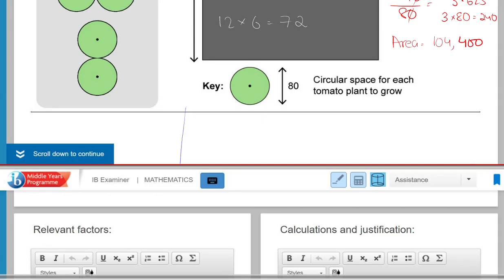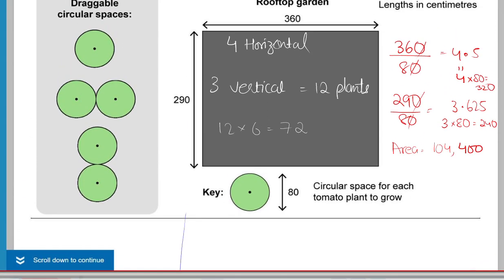So how would you justify? This is the calculation part. How do you justify it? Justification can be done by understanding that a total of 12 plants maximizes the utility of the 360 by 290 centimeter rectangular plot, while adhering to the 80 centimeter personal growing zone needed for each tomato plant. The leftover spaces of 40 and 50 centimeters along the length and width respectively are perfectly sized to serve as walking pathways for a gardener to access water and harvest the tomatoes without stepping inside the designated growing circles. So anything can work, right?